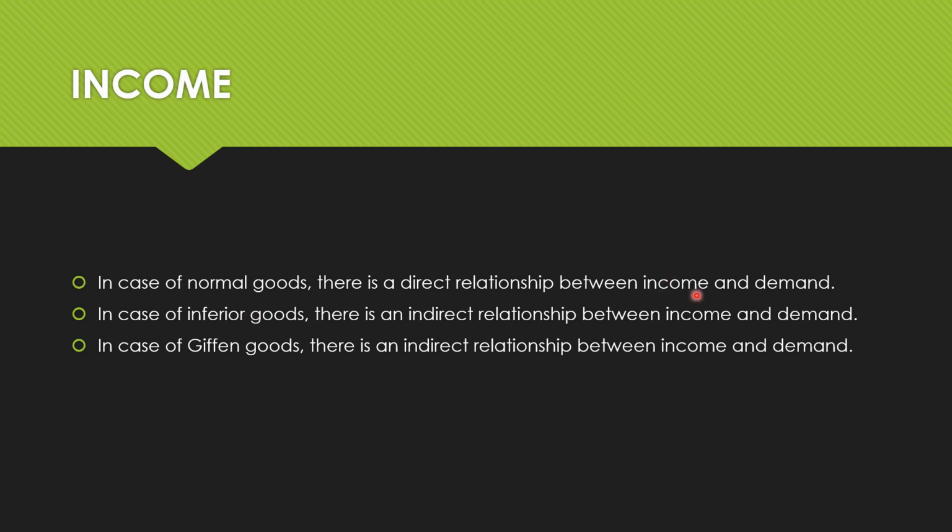When the income increased, the demand for television also increased. Similarly, if income falls, the demand for television also will fall because it's a normal good. Now, most of the things that we see come under normal goods itself, but there are other types also. The next variety is inferior goods. In case of inferior goods, there's an indirect relationship between income and demand.